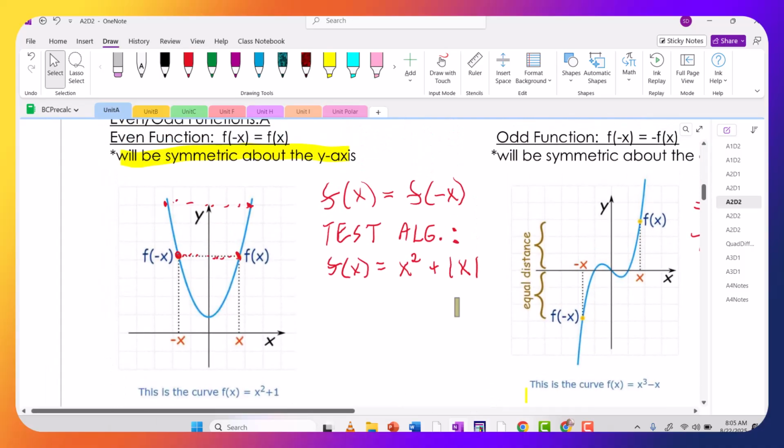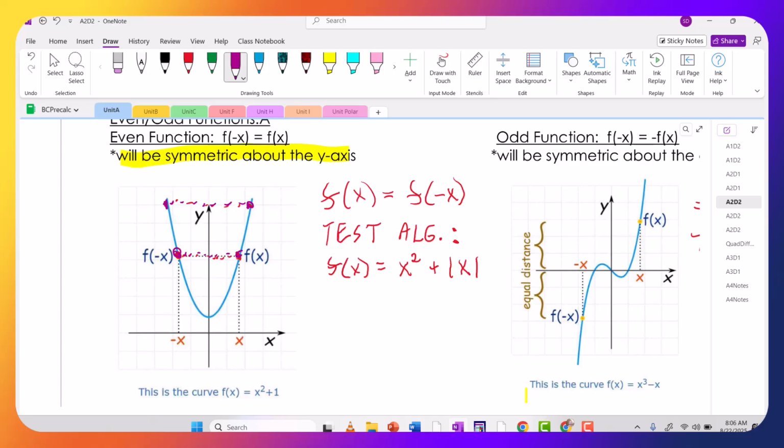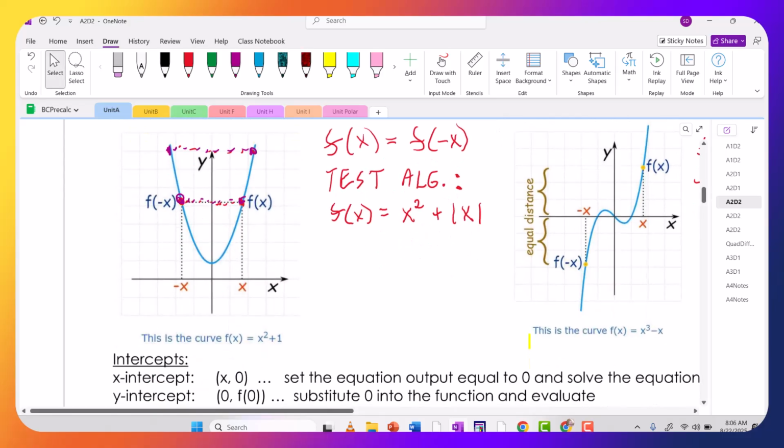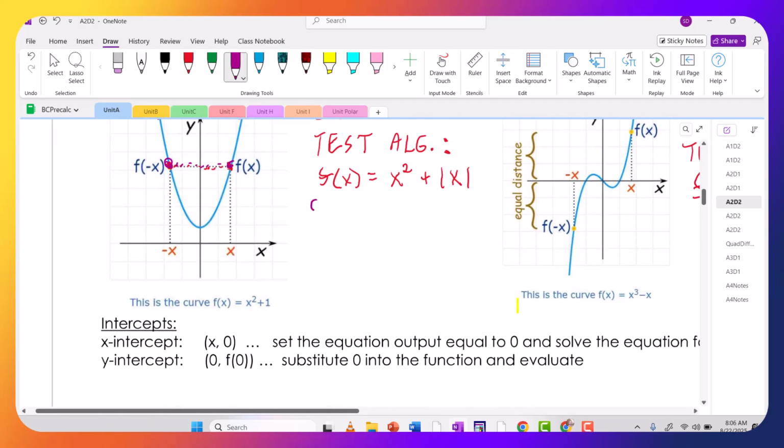All right, then we were going to even and odd. And I guess I should do the noise again. So you got to go through that again. Okay, so even functions are symmetric with respect to the y-axis. Okay, so there you go. But if I don't have a picture, then here's the test.